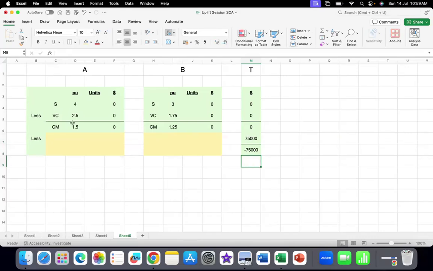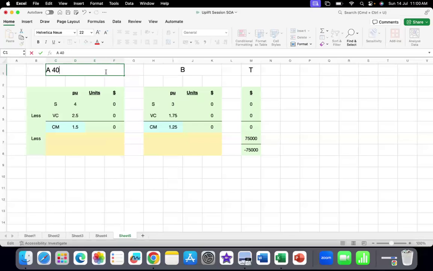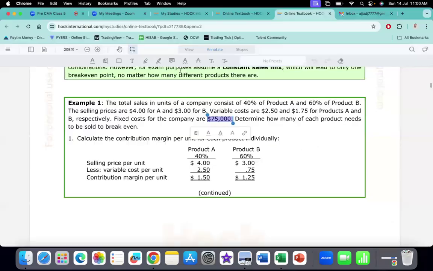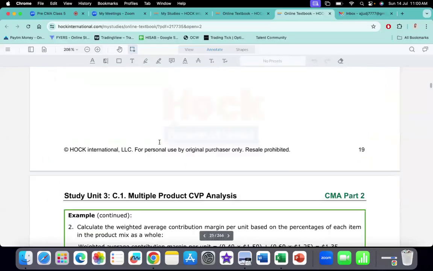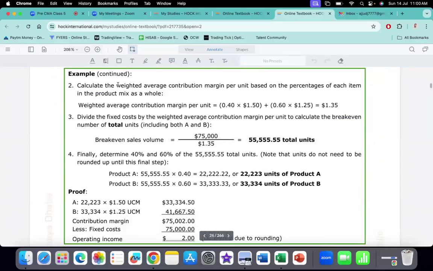So once you have the contribution margin for A and the contribution margin for B, then what you want is the weighted contribution margin. A was 40% and B was 60%. So in this calculation, calculate the weighted average contribution margin per unit based on the percentage of each item in the product mix as a whole.